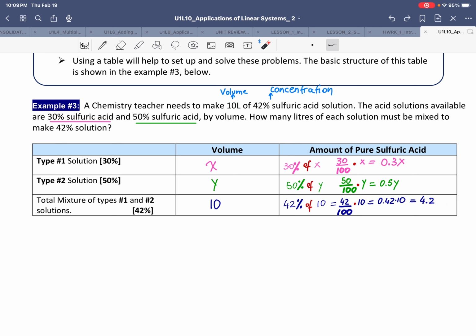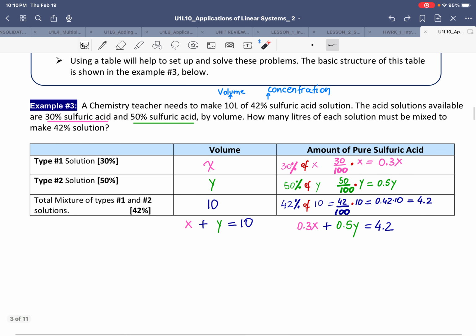So I think we're now ready to create the equations. We know that the total volume is going to be x plus y equals 10. So we're going to set up our first equation. And the total amount of sulfuric acid will be 0.3x, which is pure sulfuric acid from first, plus 0.5y, which is the amount of pure sulfuric acid from the second solution, would be equal to 4.2 liters. So as you can see, we have created our two equations that we need for the system.